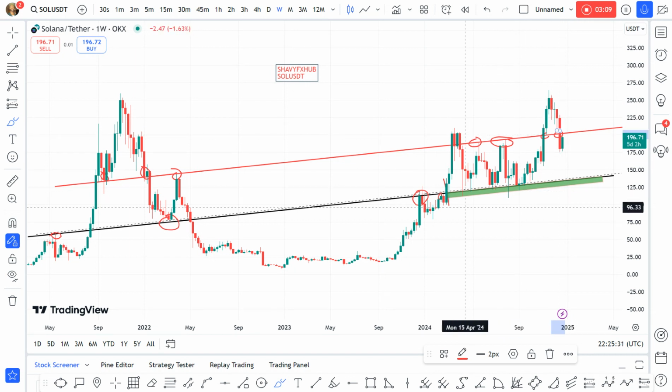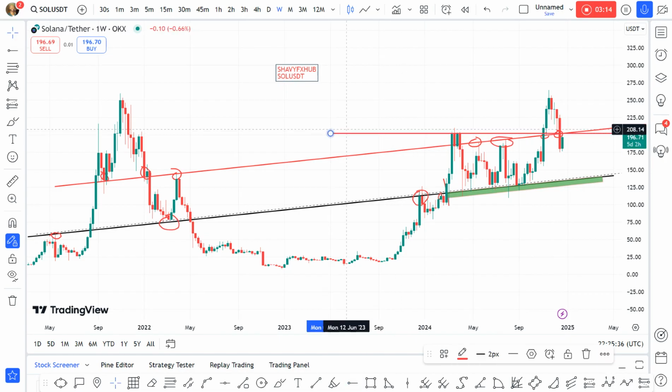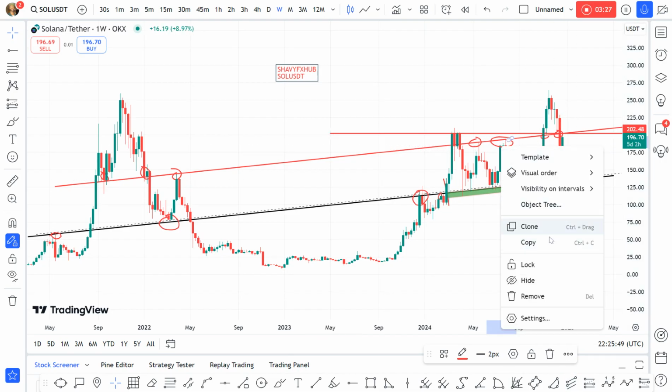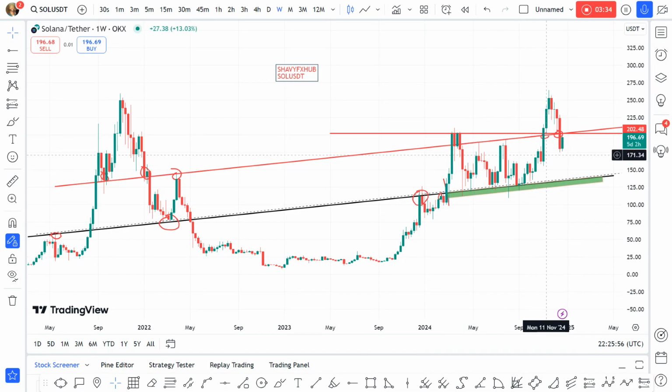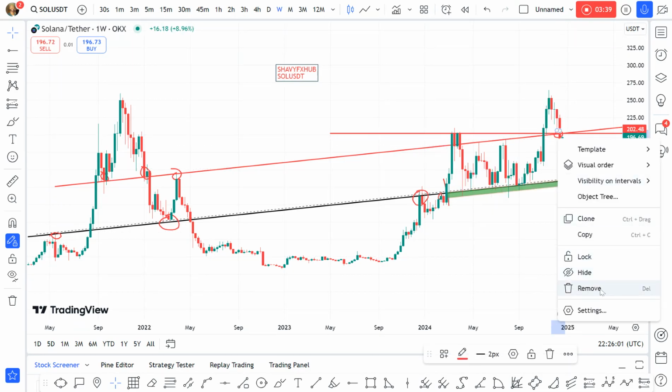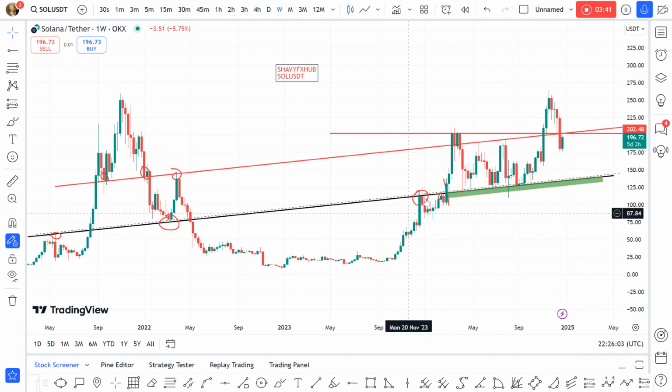So the question now is, will it break this level? So let's look at other pending evidence against Sol. 202.48 must be touched. So at 202.48, buyers will have to test their fate at that level. If buyers break that level, believe it or not, Sol will continue to surge. But if they fail, if the weekly candle fails to break above that level, then it's a sell because they've already broken the demand floor.